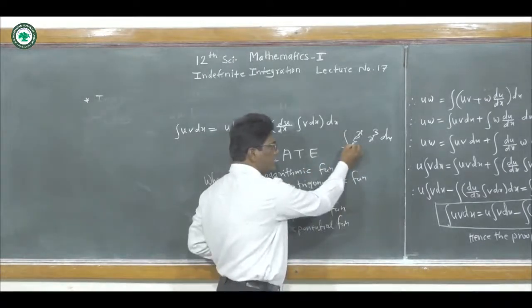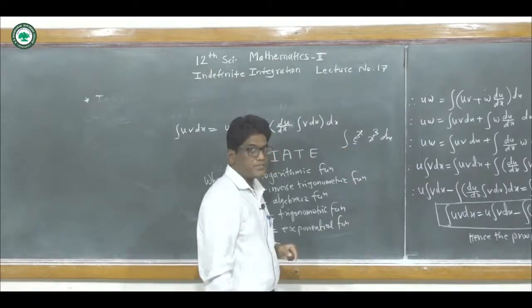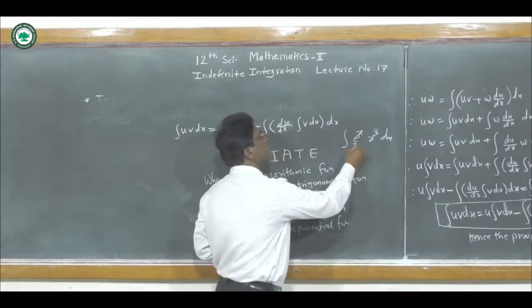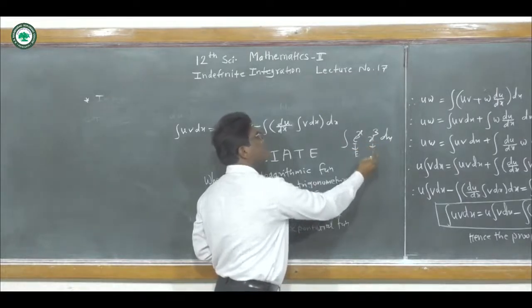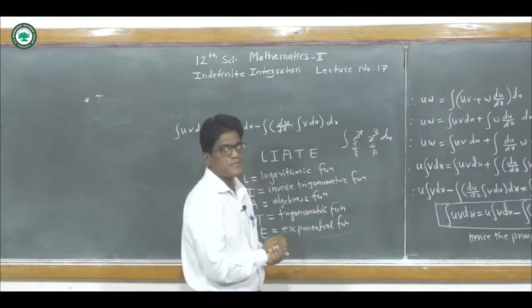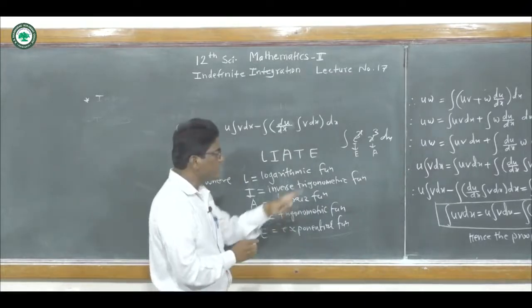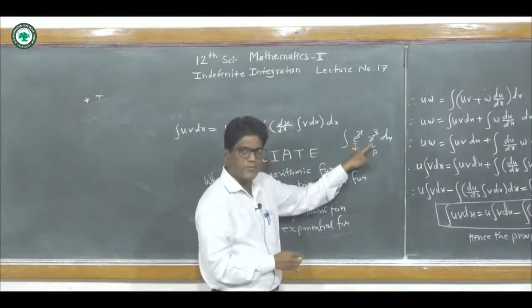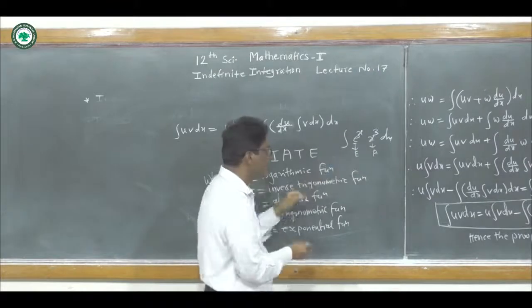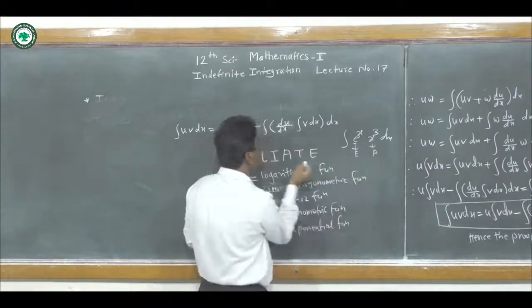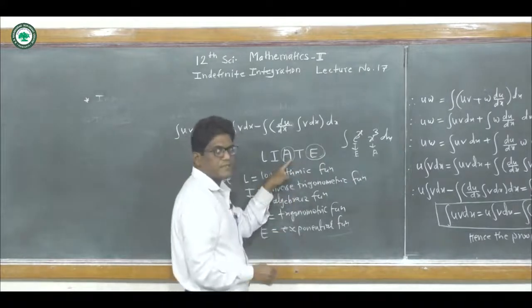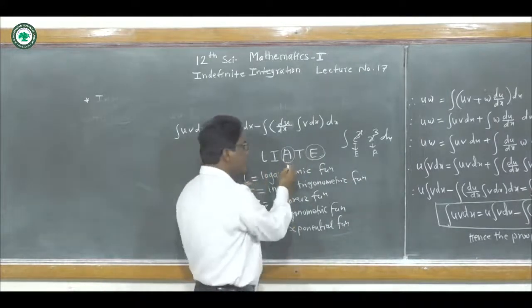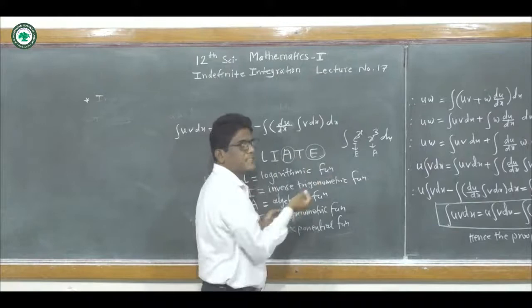Here e to the power x is an exponential function, and x cube is an algebraic function. So which function is u and which is v? That depends upon E and A. Here A appears first and then E. So we take A as the first function and E as the second function.